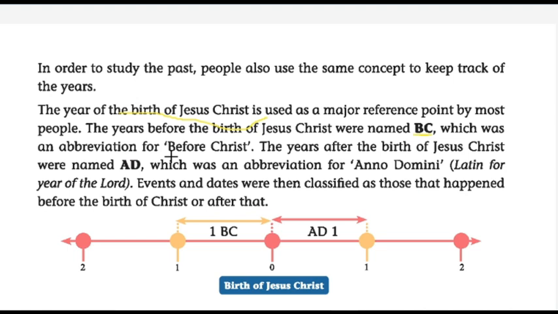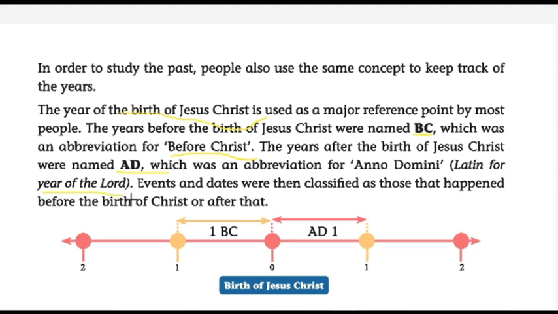The years after the birth of Jesus Christ were named AD, which was an abbreviation for Anno Domini, which is a Latin word. It is Latin for year of the Lord. What is the meaning of Anno Domini? It means year of the Lord.